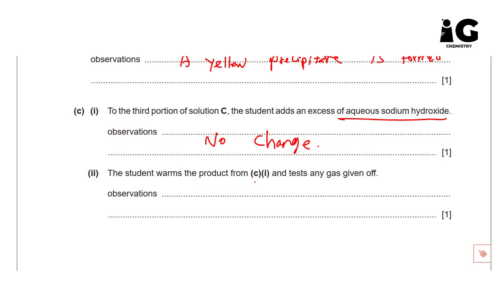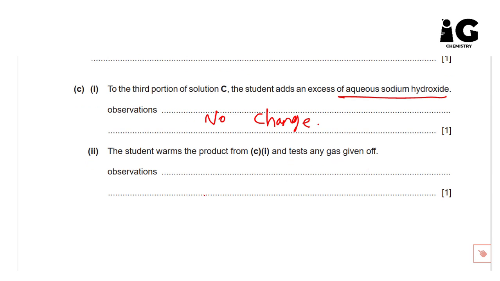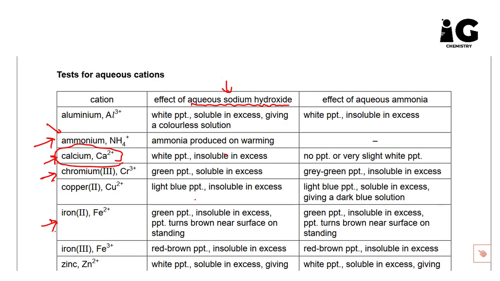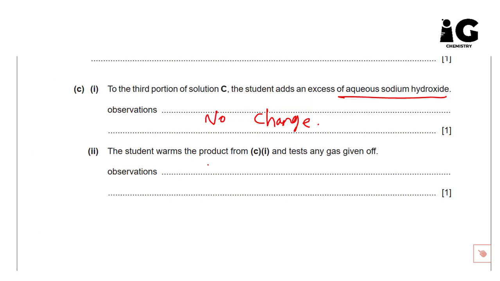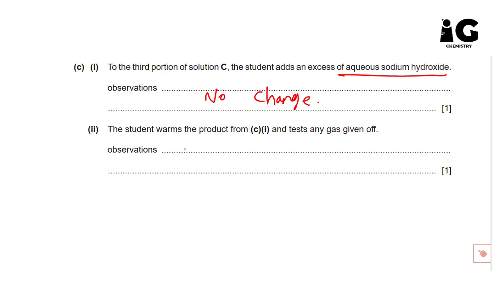Part (ii): the student warmed the product formed in (i), which is ammonia, and tested any gas given off. Observation: because this is ammonia, and we need to test this gas, we usually use damp red litmus paper, because ammonia has an alkaline effect, so it goes blue. So here we say in the observation: a damp red litmus paper turns blue. This is because of the alkaline effect of ammonia gas.